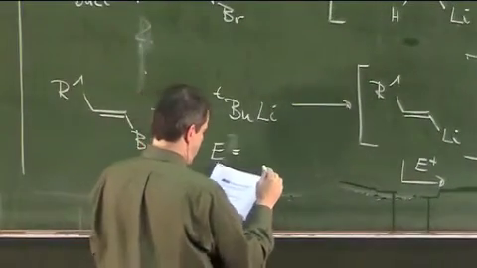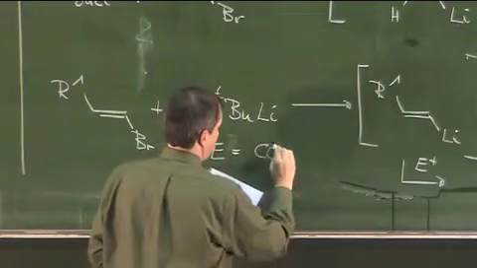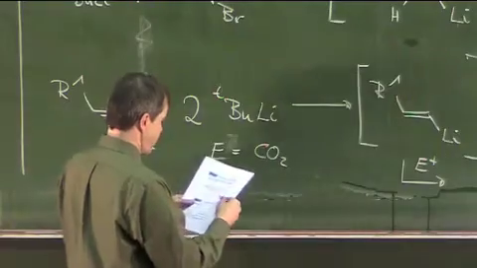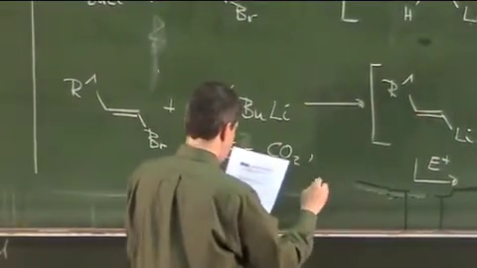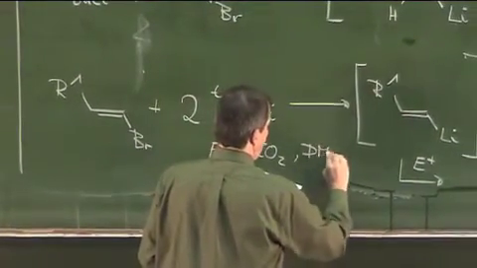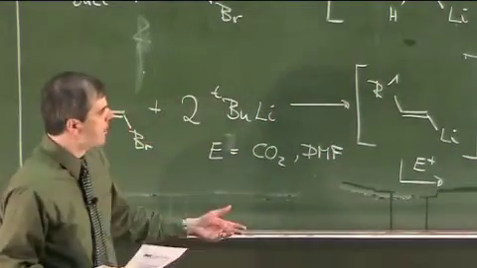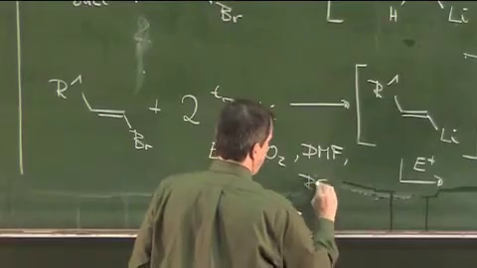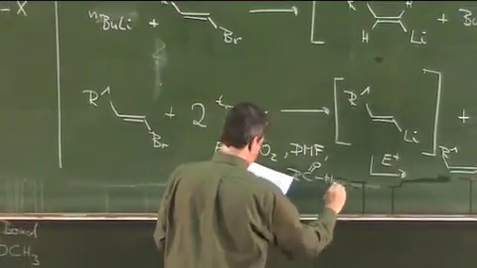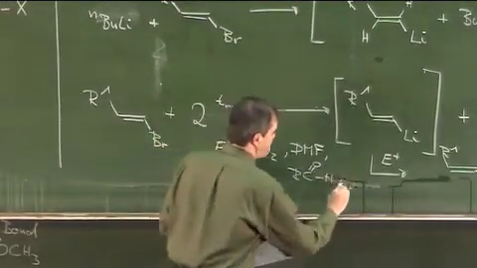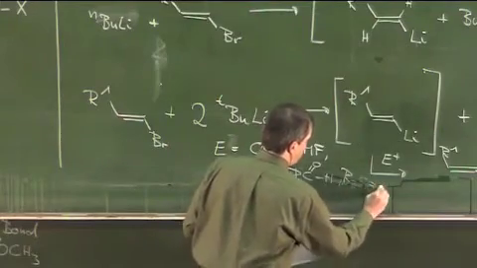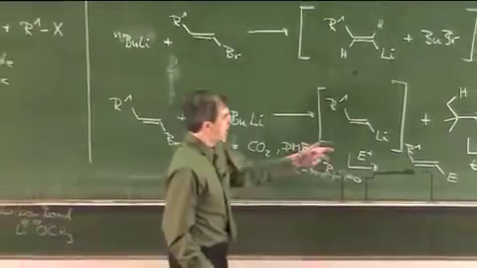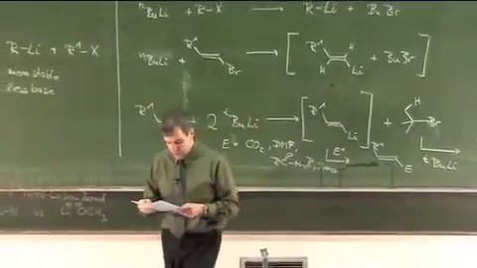So for example, you can take carbon dioxide, you form carboxylic acids. We will look at these type of reactions a little bit later. You can use dimethylformamide to make aldehydes, or of course you can use other carbonyl compounds like aldehydes or ketones. Many types of electrophiles will undergo coupling reactions with the alkynyl lithium compounds.